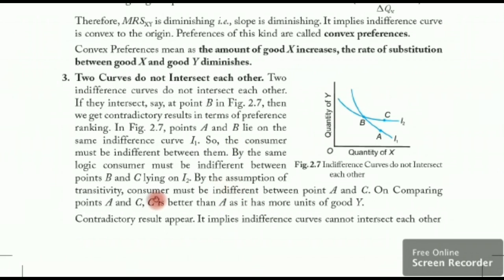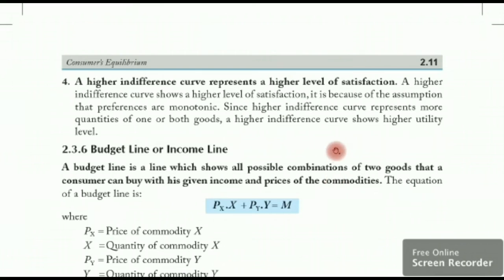By the assumption of transitivity, the consumer must be indifferent between A and C. On comparing A and C, C is better than A as it has more units. So it's very simple to understand at this point. And the last major property of indifference curve: a higher indifference curve represents a higher level of satisfaction, which we have said earlier. So there are 4 different properties of indifference curve.